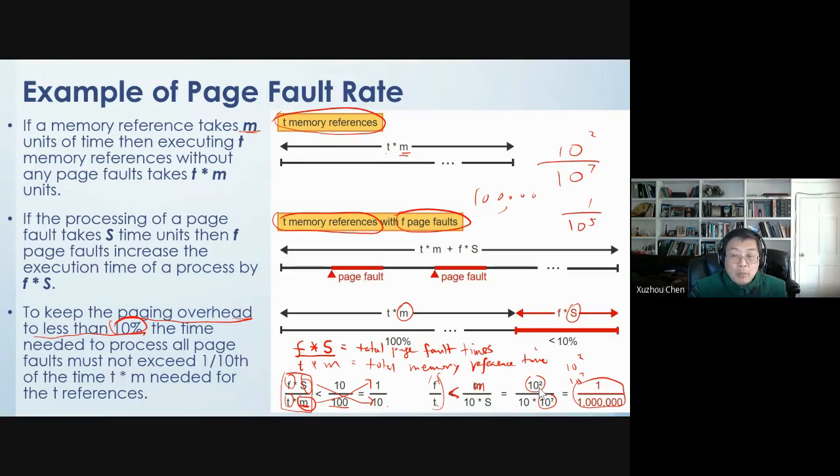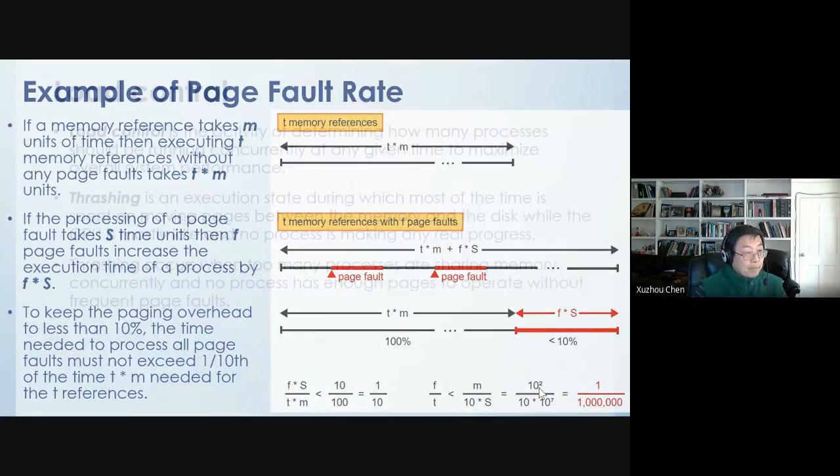So no wonder that page fault is really costly. Every 1 million page references, you reference pages 1 million times, and then one page fault happens. The total time for this one page fault will take 10% of the total reference time. That's a lot, right? So that's why we try everything to avoid page faults. Every one page fault is very, very costly.